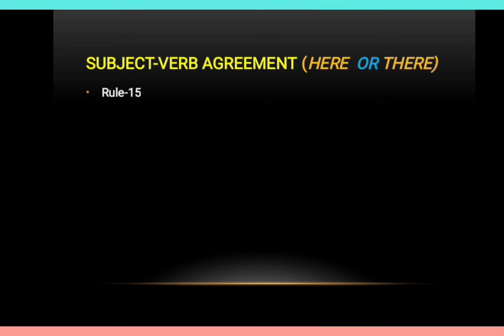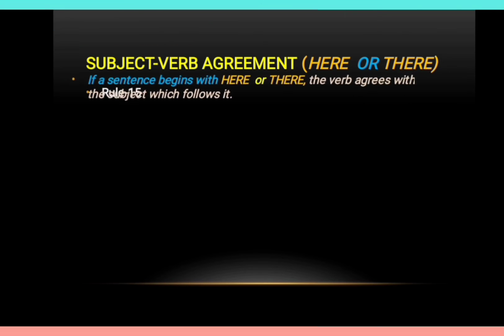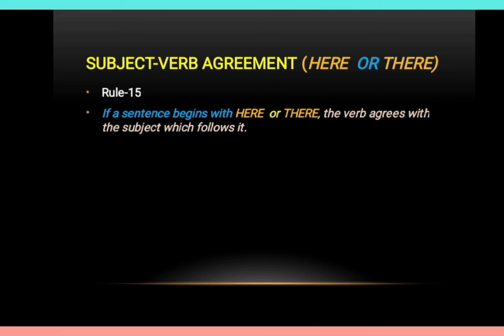Subject-verb agreement, here or there. That is rule number 15, and this rule is also very important in the construction of subject-verb agreement. If a sentence begins with here or there, the verb agrees with the subject which follows it. The verb agrees with the subject which follows it.